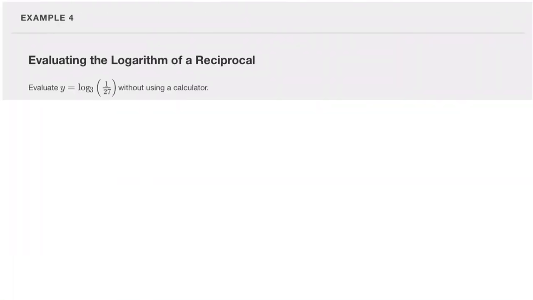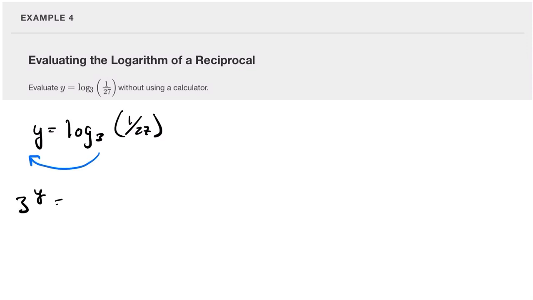So evaluate this without using a calculator. Okay. So again, we have y equals log base 3 of 1 over 27. All right. So we're going to rewrite the log as an exponential, so the base swings to the other side. So then we have 3 to the power of y equals 1 over 27.